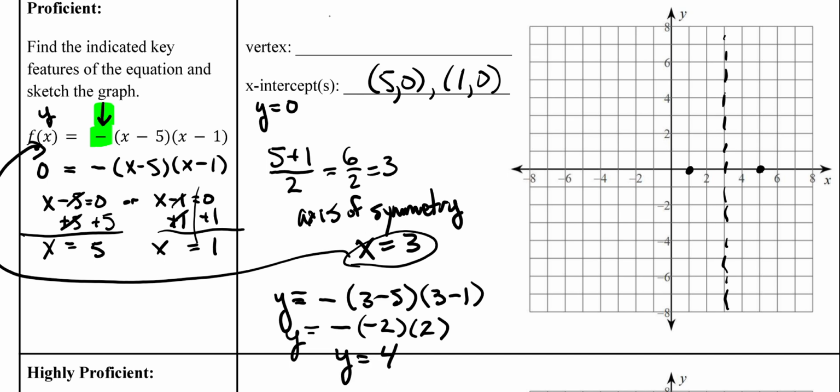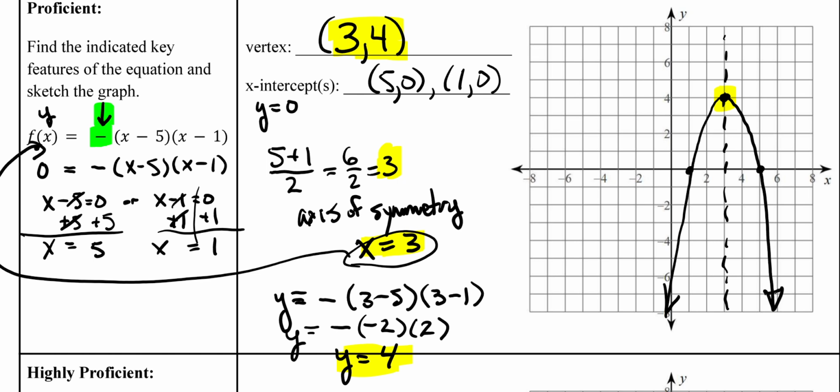And so my vertex is at the point (3, 4). And so then I can graph that in here. 1, 2, 3. That's where my vertex is going to be. And now with that, I can graph a sketch, because I know it's going to go down like this, and it's going to continue on down in a U shape on both sides. And that is going to be kind of a basic sketch of what it's going to look like.